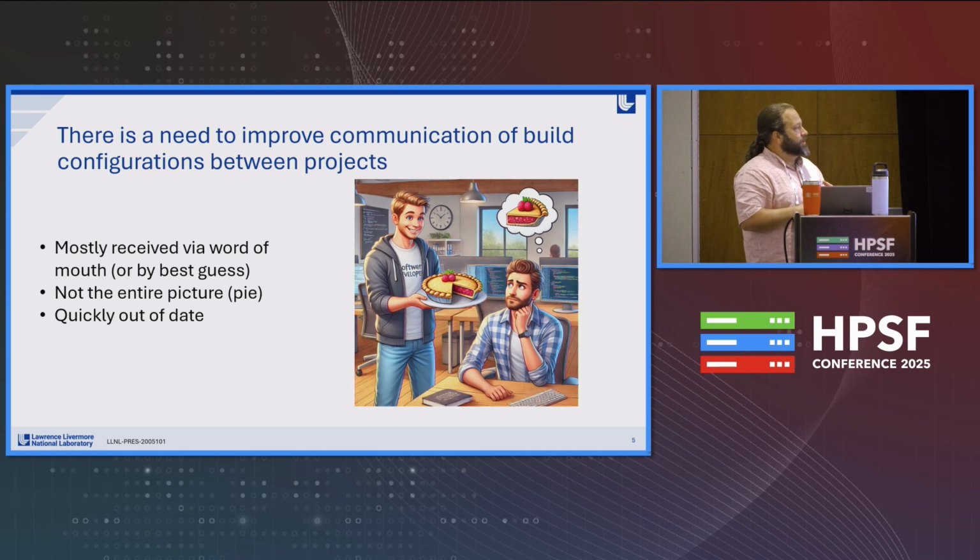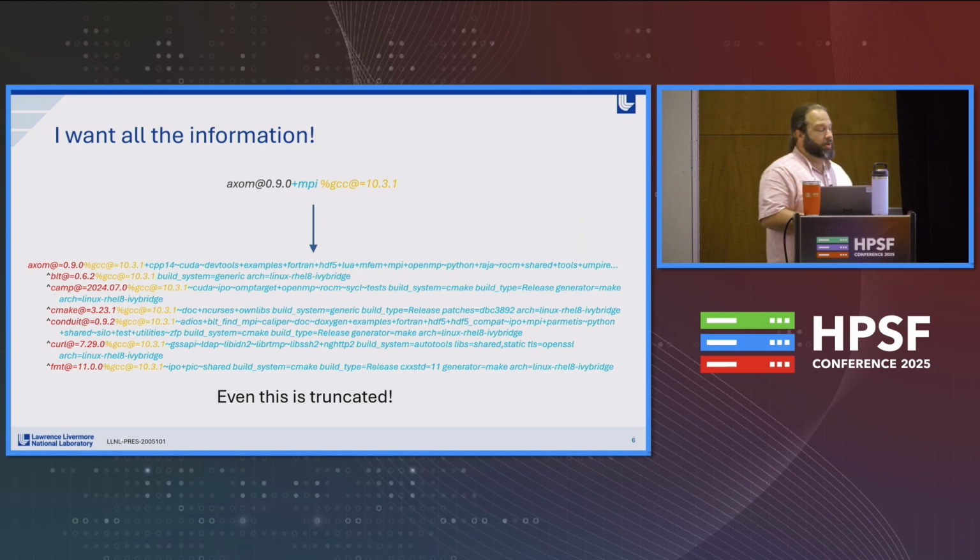And how do we do this currently? It's by word of mouth or by guessing. And of course, that is not the entire pie. They give me one little slice. And of course, after they've given me that pie, it's out of date immediately because they don't tell me again. So I want all the information.